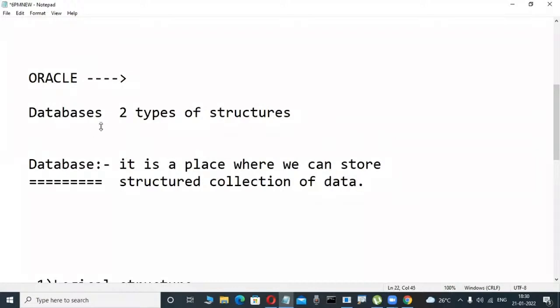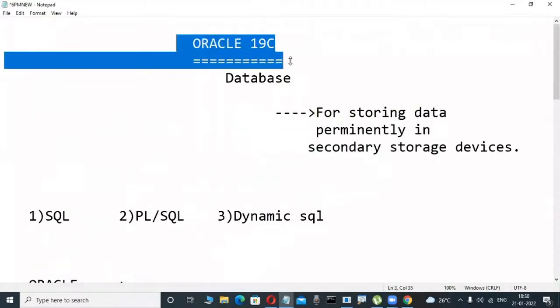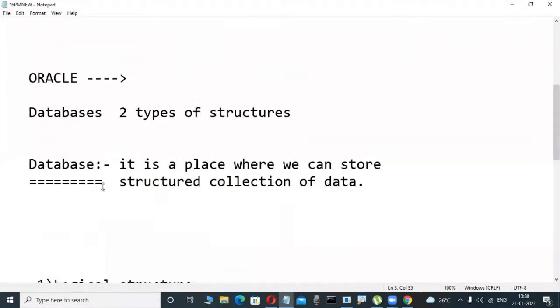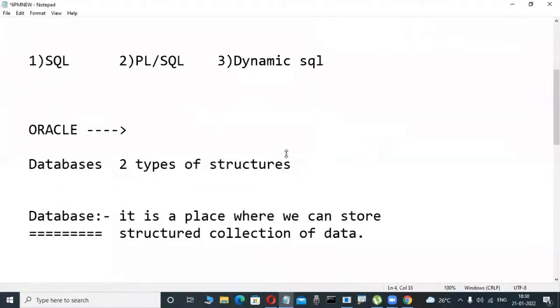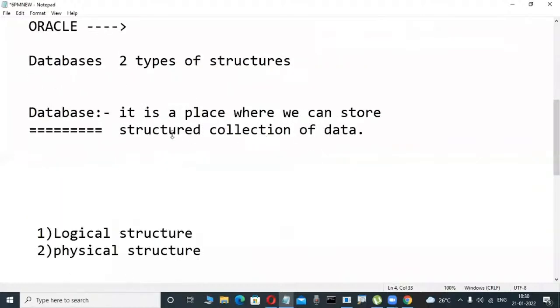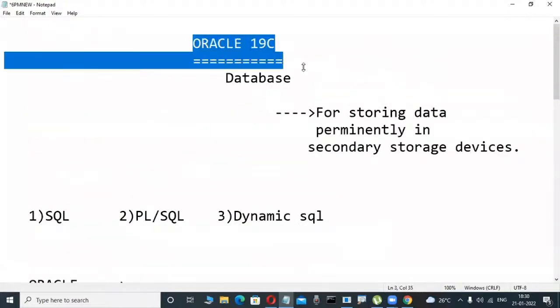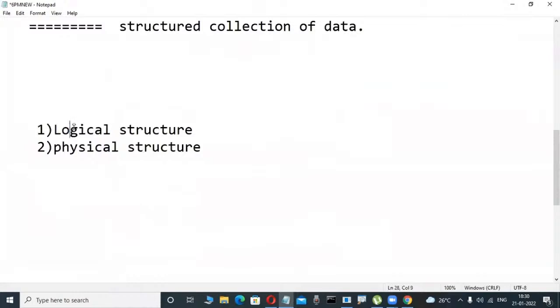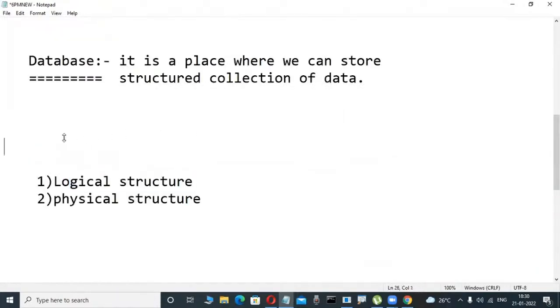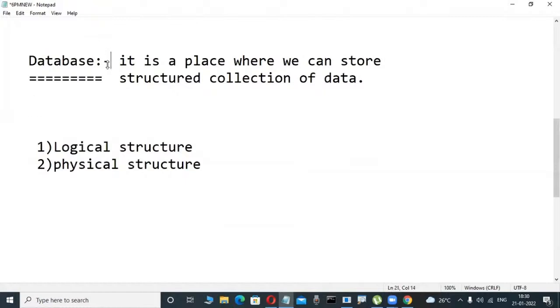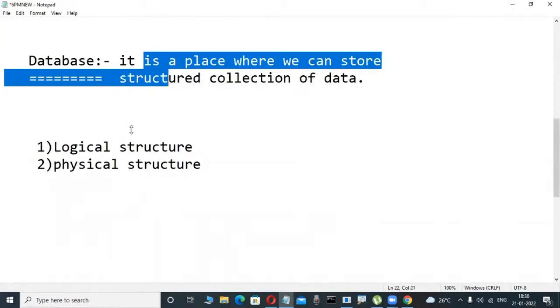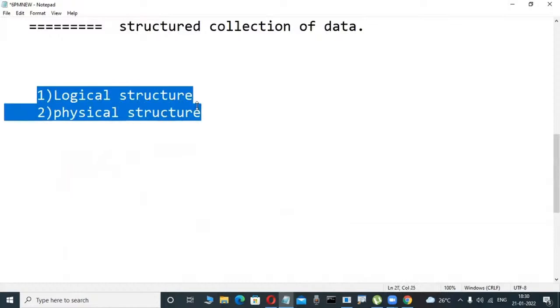Observe here. Actually, whenever we are installing Oracle or any relational database software, what is a database actually? It is a place. Whenever we install this type of software, automatically some place is reserved in the hard disk. In that place only we can store a structured collection of data. But whenever we install this software, two types of structures are there. One is logical structure, another one is physical structure. This definition I am not explaining today; you will understand it one of these days.